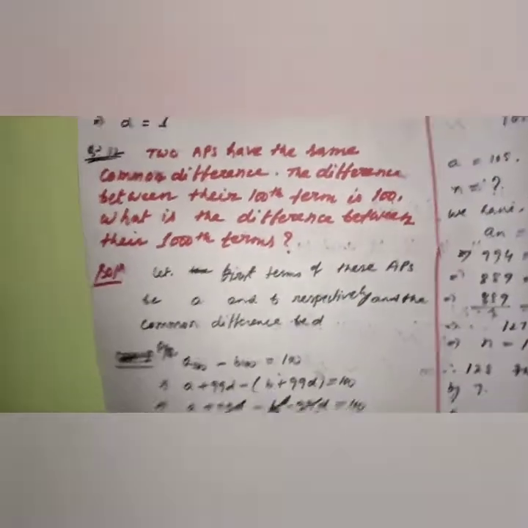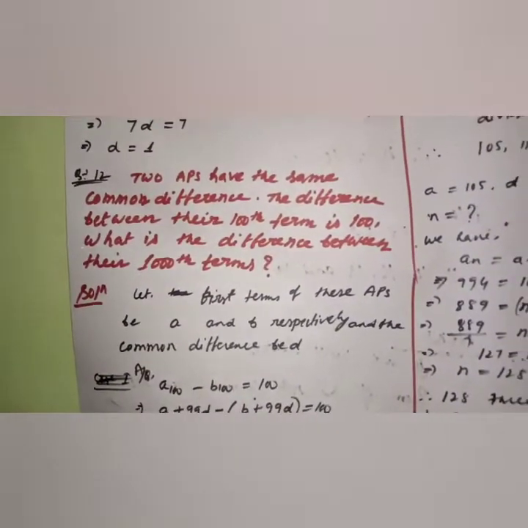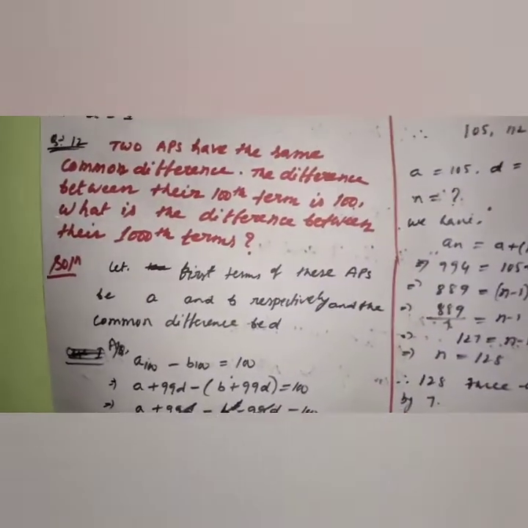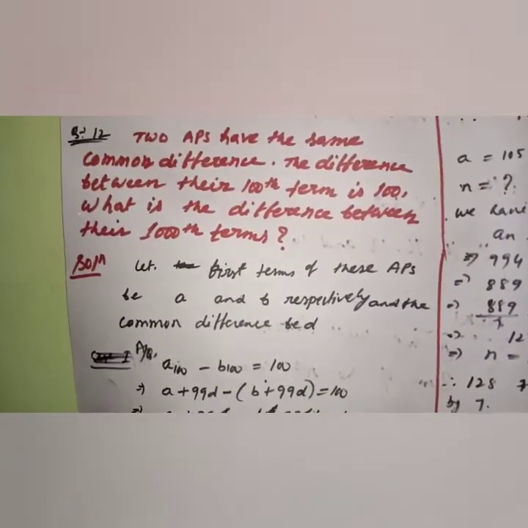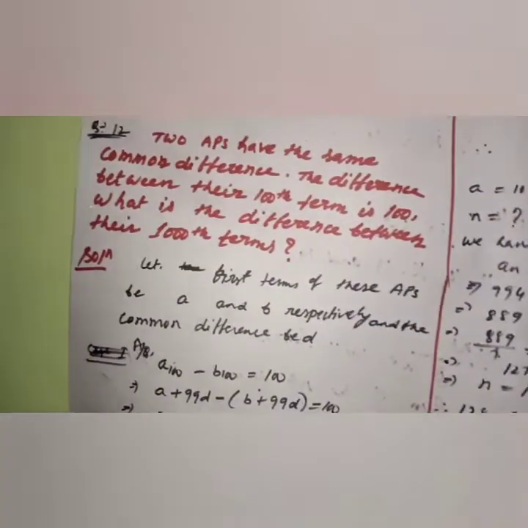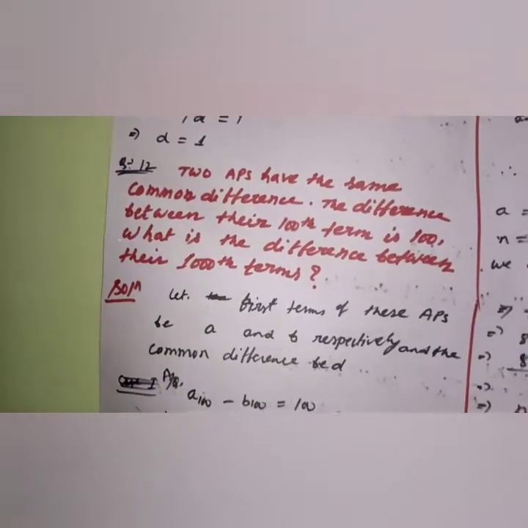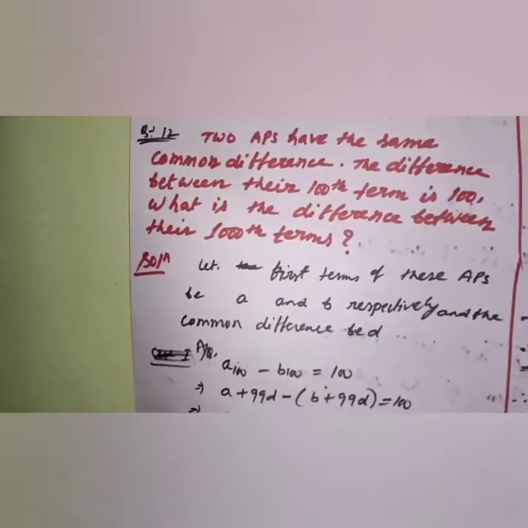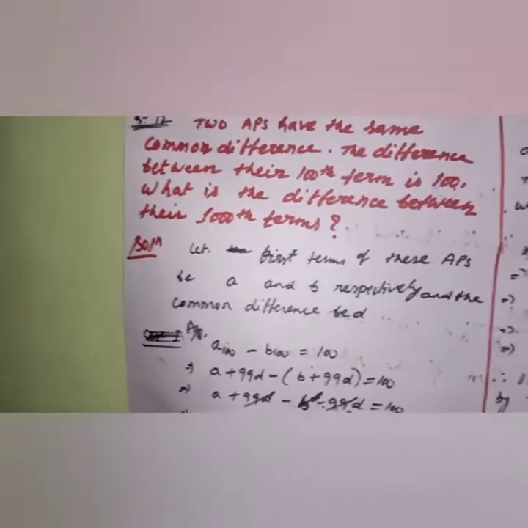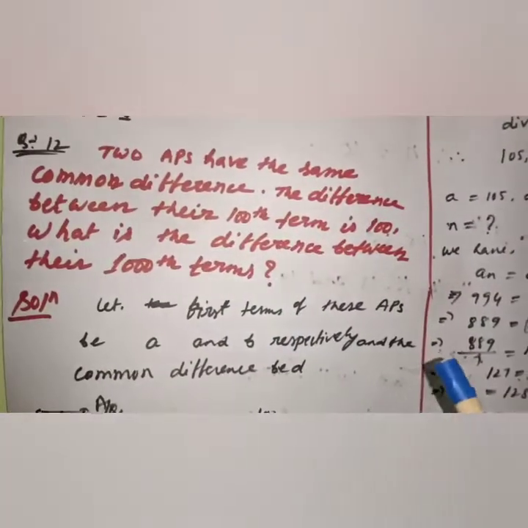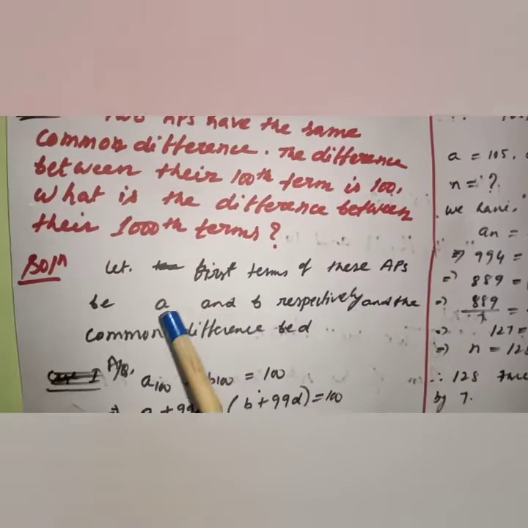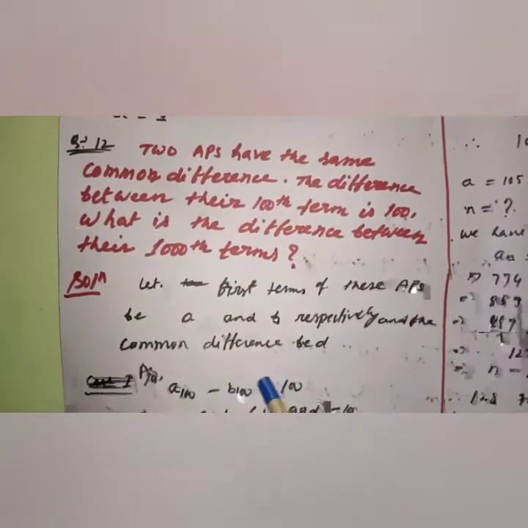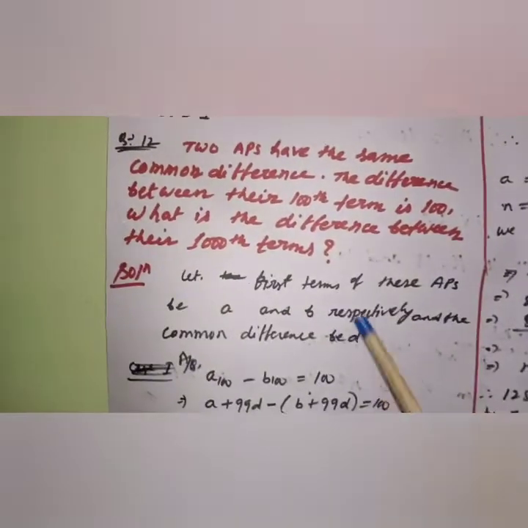Let me explain. Since they have the same common difference, but they did not tell us about the first term, they told us that the difference between their 100th terms is 100 and we have to find out the difference between their 1000th terms. Only the common difference is the same for both APs, but the first term is not the same. That is why let the first terms of the APs be a for one and b for the second AP, and the same common difference d for both the APs.